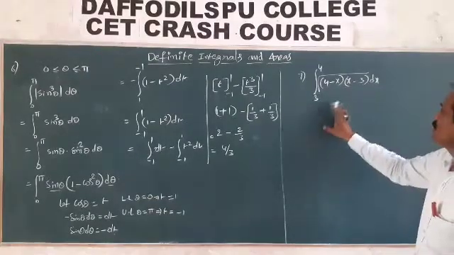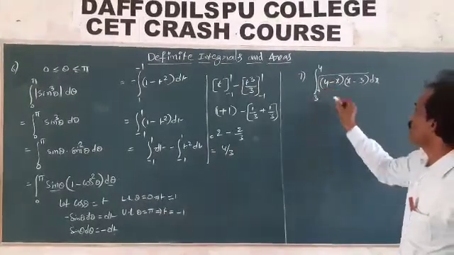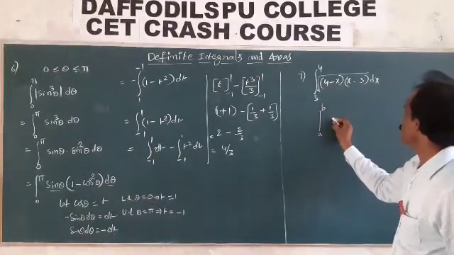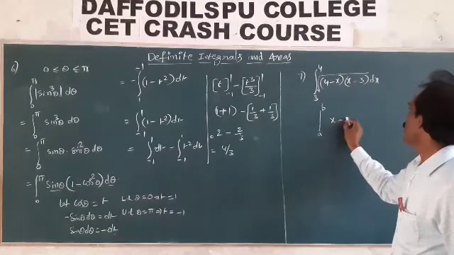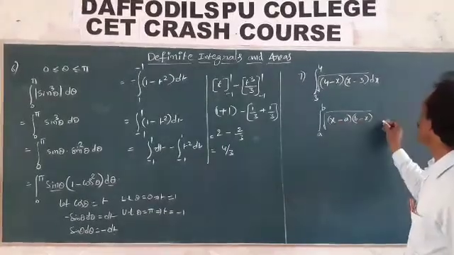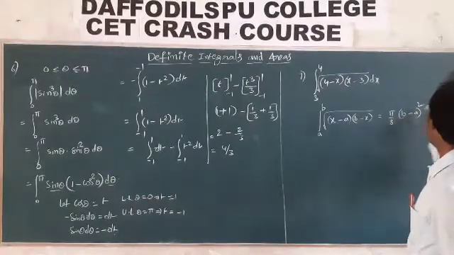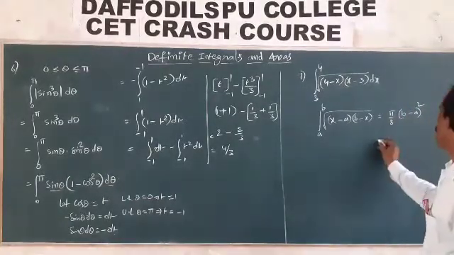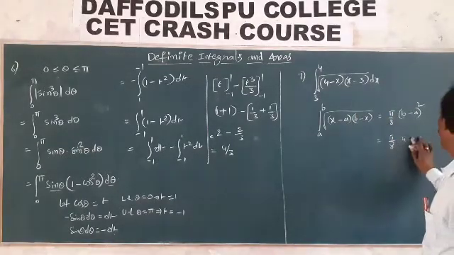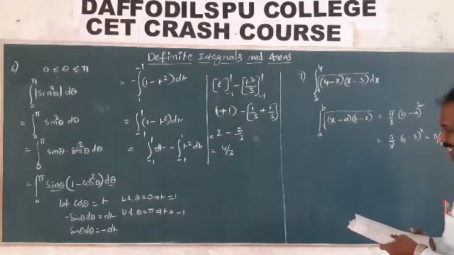If we expand this, we get something like x square minus a square or a square minus x square. Otherwise, one shortcut is the direct formula: the integral from a to b of the square root of (x minus a)(b minus x) is equal to pi by 8 times (b minus a) whole square. So that is the direct formula. That implies pi by 8, and what is b here? 4 minus 3 whole square. The answer is pi by 8.